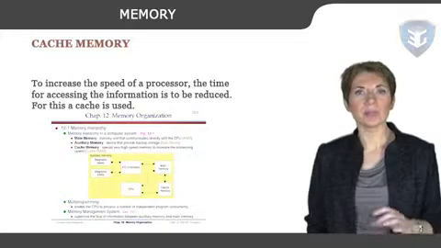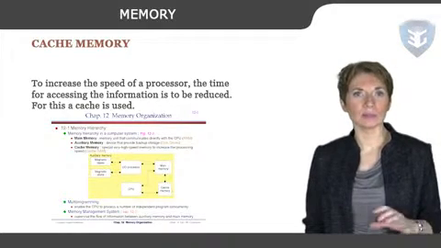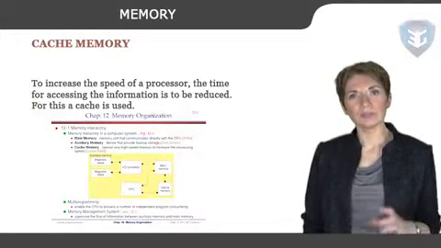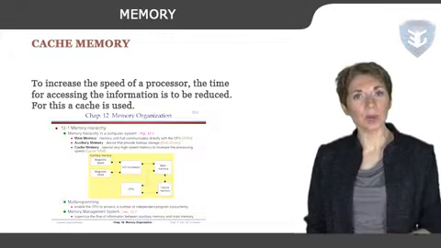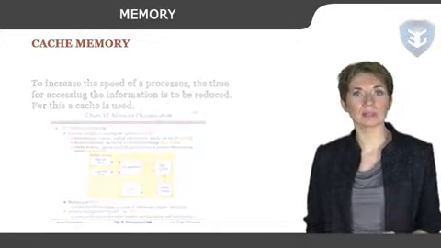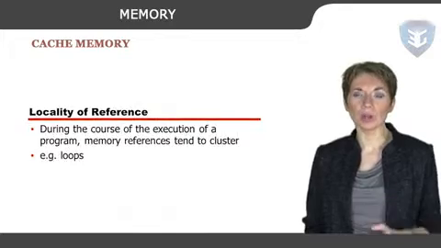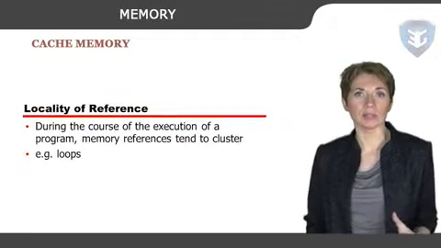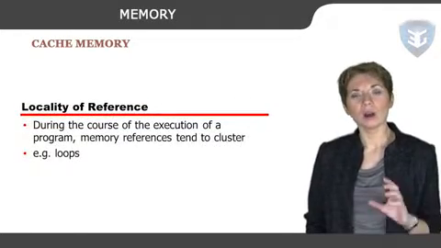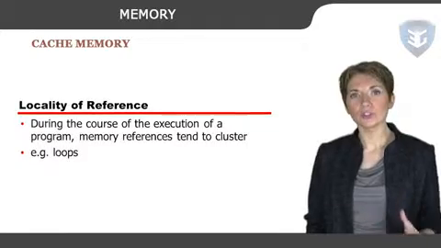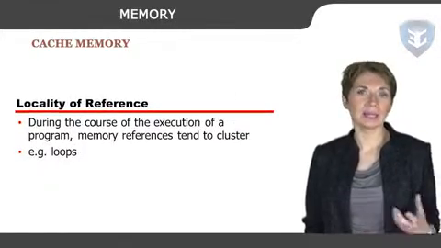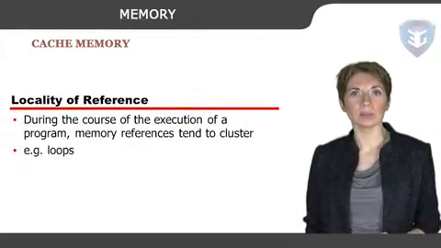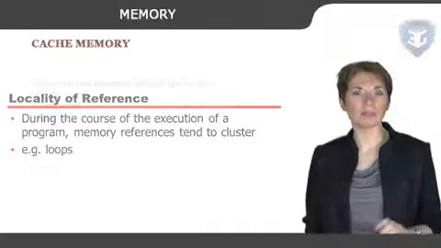To increase the speed of a processor, the time for accessing the information is to be reduced. For this, a cache is used. The effectiveness of this cache is based on the property of programs called locality of reference. Analysis of the programs shows that most of their execution time is spent on routines in which many instructions in localized areas of the programs are executed repeatedly. These instructions may constitute simple loop, nested loop, etc., and the remainder of the program is accessed not so frequently. This is referred to as locality of reference.